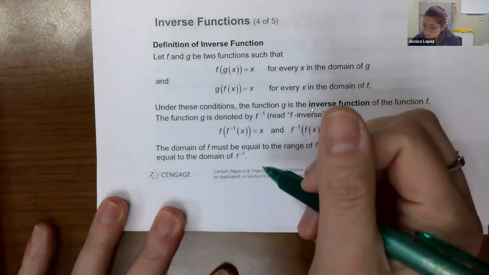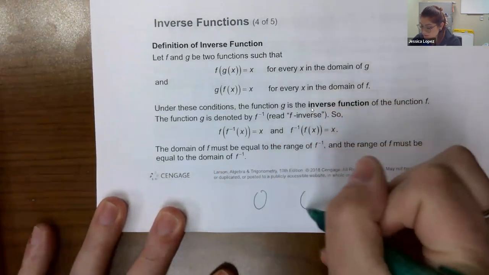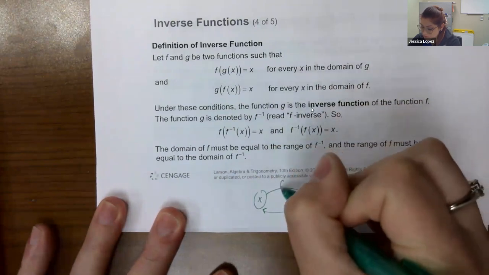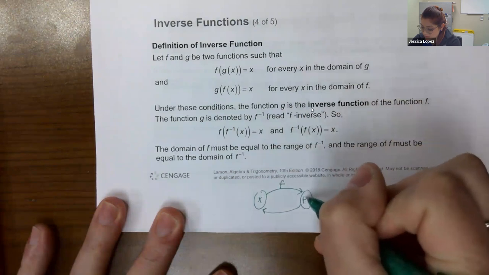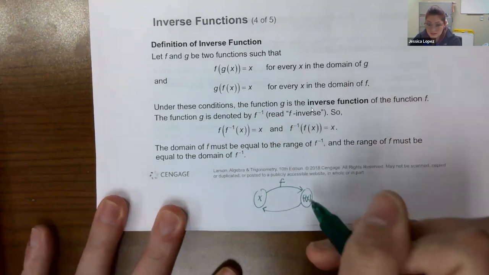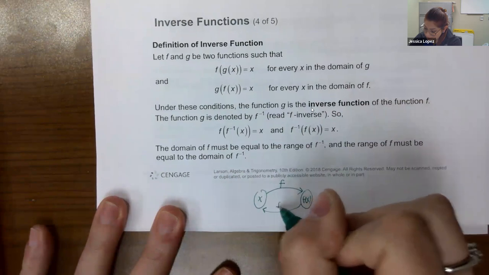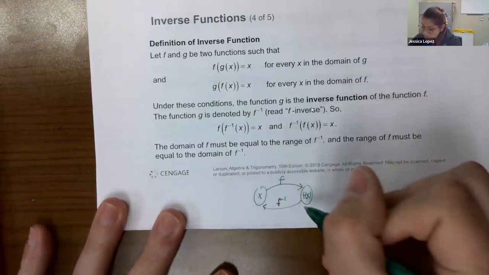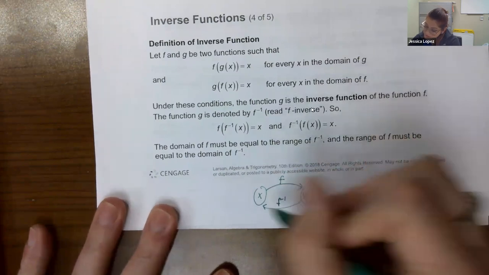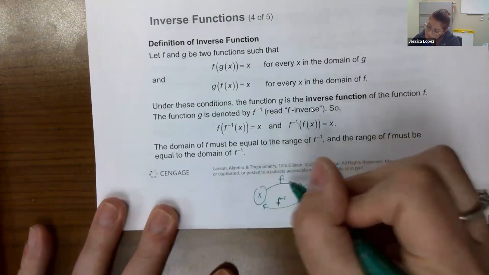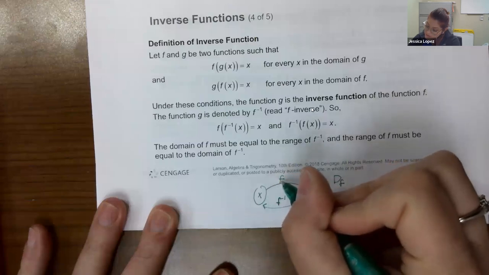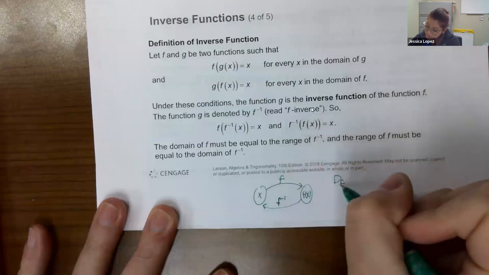Because if you look at that photo where they had this and this, and then they had the two arrows, so you had an x, you plugged it into f, and then you got a y value, f of x. That became your input into this guy, right? And so then you got the output. So what they're saying is, notice that this is what you're plugging in. So that's the domain of f. So my x's are going into f, so that's the domain of f.